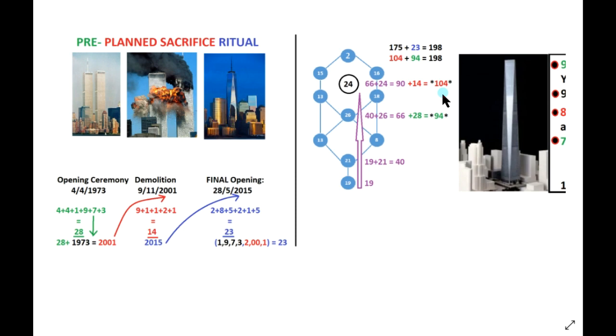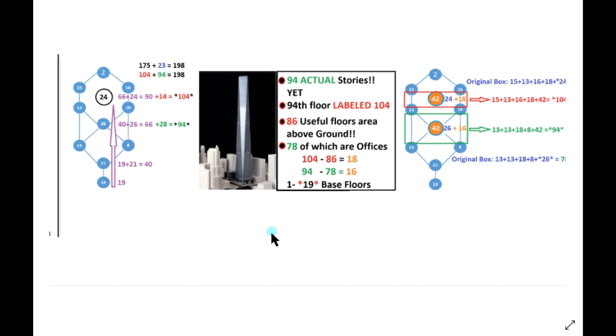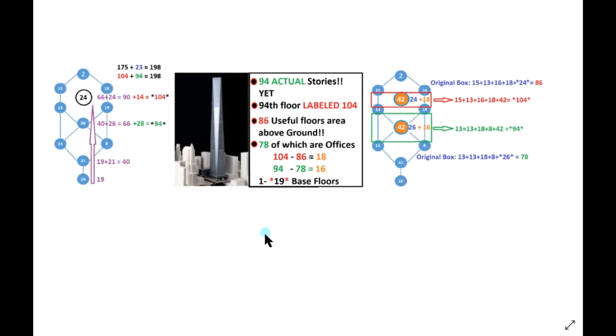But I want to show you that even the main dates, the 28, 14, and 23 that we take from the dates, are also related to what? The actual design of the new One World Trade Center. And to tell you more about what you will see later in this video, as we explain where all this came from, we will show you that even the number of useful floor areas, which is 86 in the One World Trade Center, and the 78 of which are offices, are also related to what? To the Tree of Life.